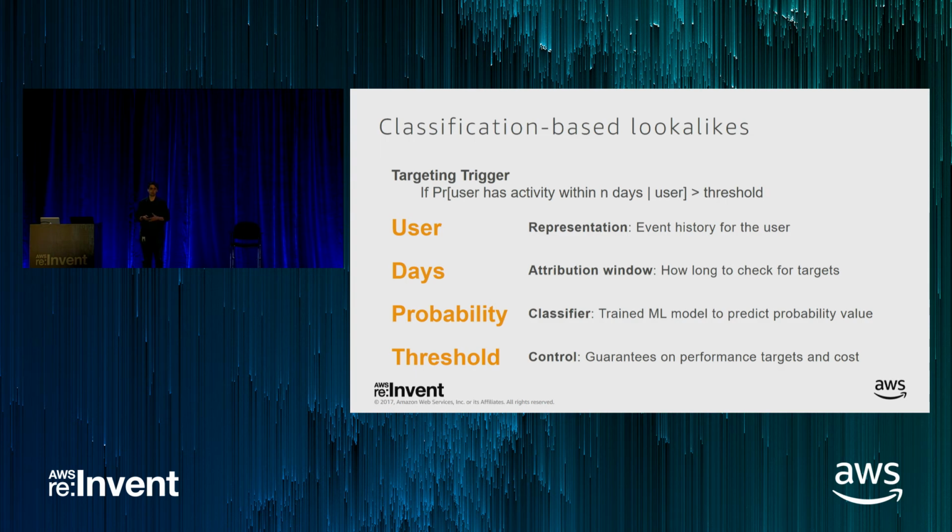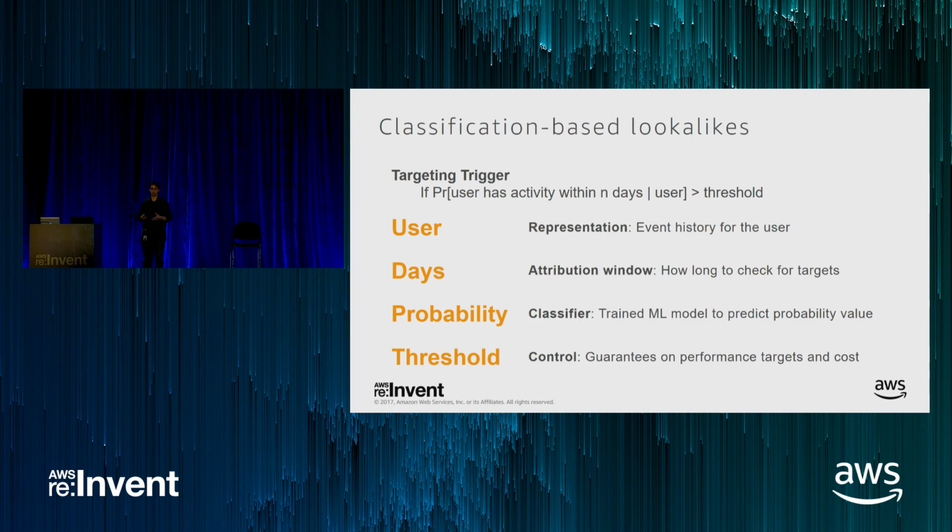The user then refers to a representation. We have to define some way of looking at users. We saw earlier about different kinds of features that we could define. That's an example of a representation. The next is our attribution window, which is how long in the future are we going to wait? If we show this ad to a user and it takes him 100 days to convert, that's not necessarily a great use of our advertising budget, but if he converts in the next 5 to 7 days, that might not be so bad. And then the probability is where the classifier comes in.